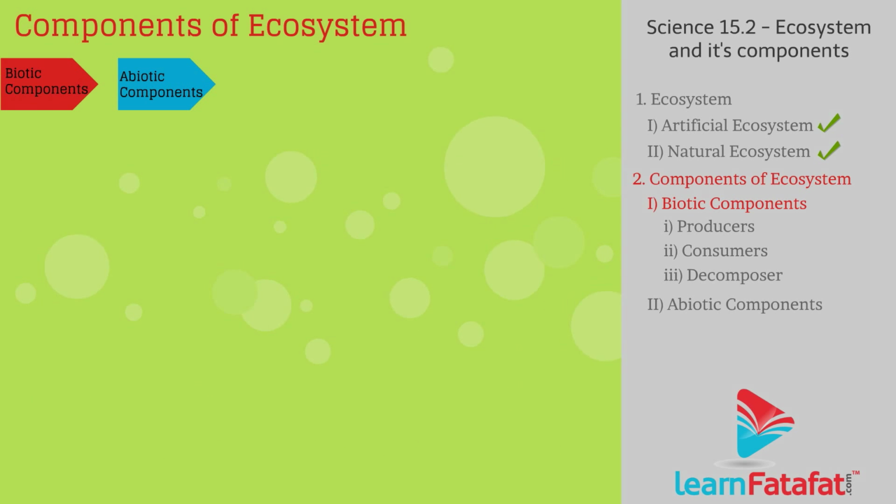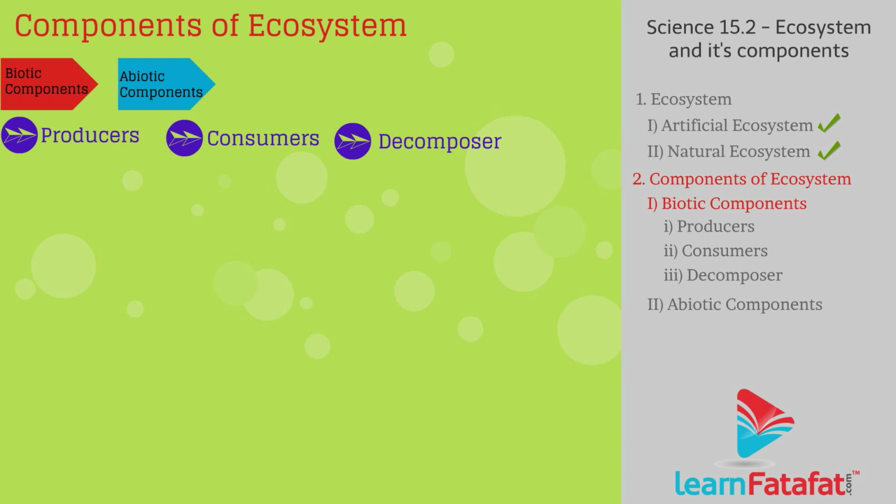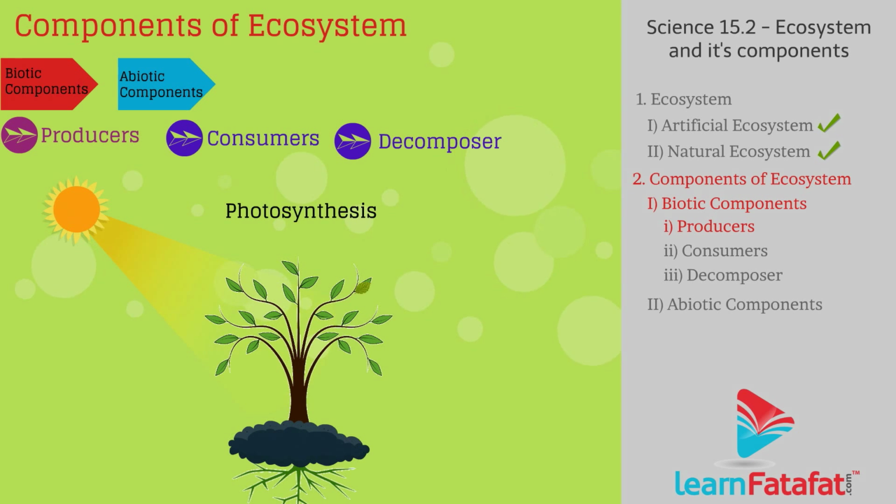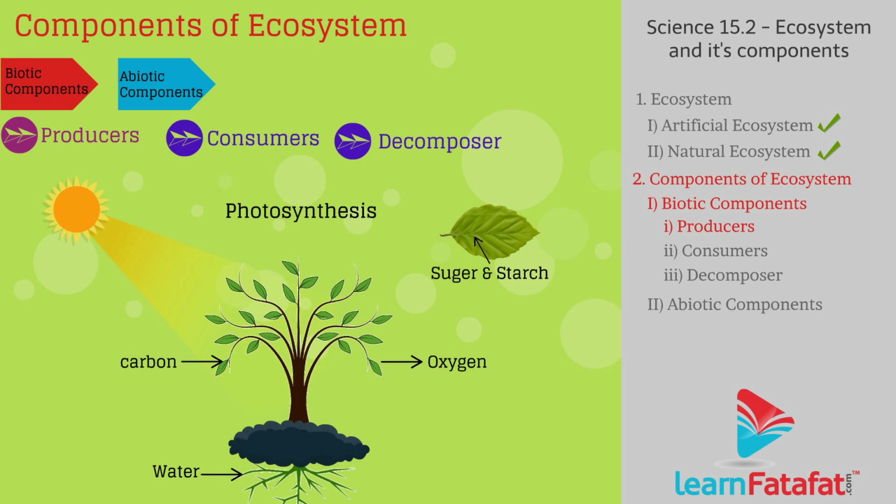Biotic components can be further classified as producers, consumers, and decomposers. The organisms that can prepare their own food by the process of photosynthesis are called producers. Photosynthesis results in the production of sugar and starch from simple substances such as carbon dioxide and water, in the presence of sunlight and chlorophyll.